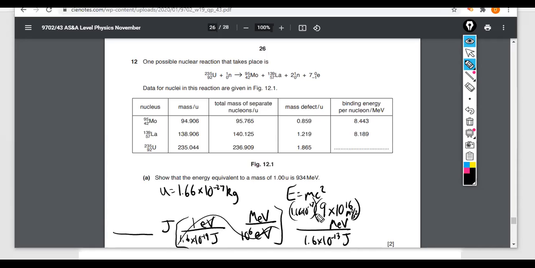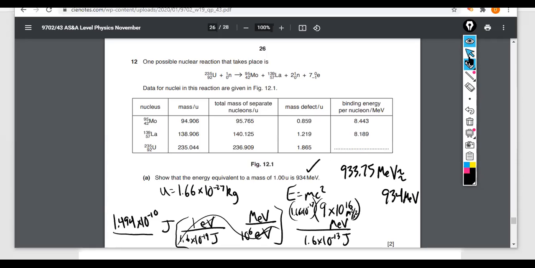1.66 by 10 to the negative 27 times 9 times 10 to the 16 gives us in joules 1.494 by 10 to the negative 10, which we then divide by 1.6 times 10 to the negative 13. And we get an answer of 933.75 mega electron volts, which is indeed about 934, what we were supposed to show. So 2 marks for that.